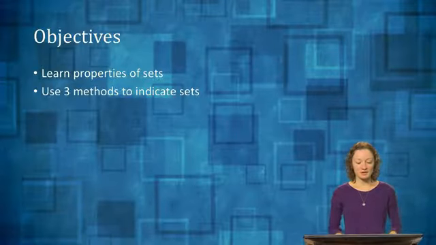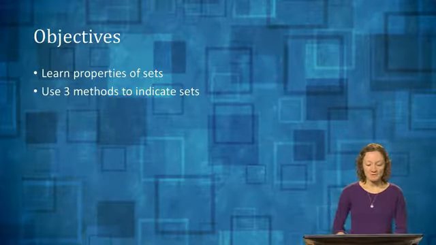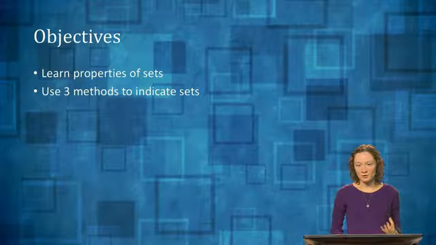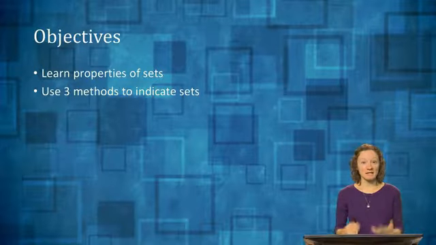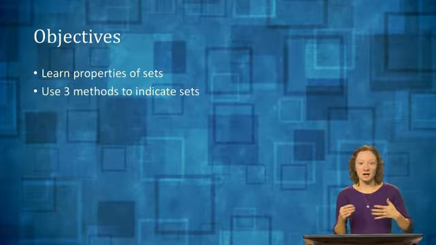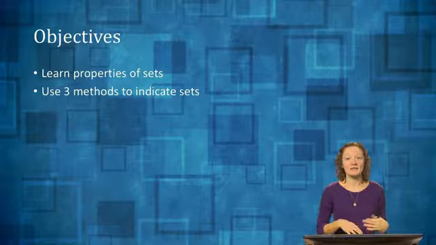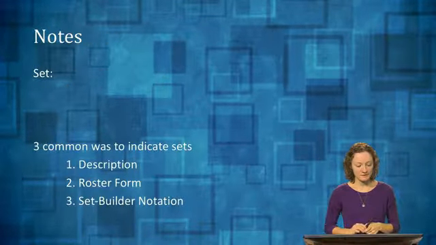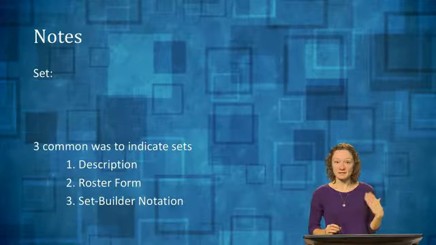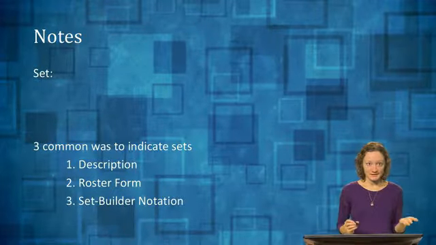All right, so into our first section. The two objectives: learn properties of sets and then use three methods to indicate sets. As will usually be the case, the first section within a chapter will be a little bit definition heavy because we typically have to lay the groundwork, lay the framework for what it is we're looking at, and then actually start to do things with it. Let's look at that first objective, the three ways of indicating sets. Before we get there, let's talk about what a set actually is.